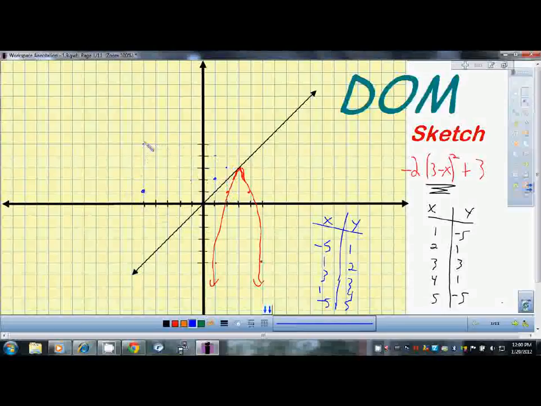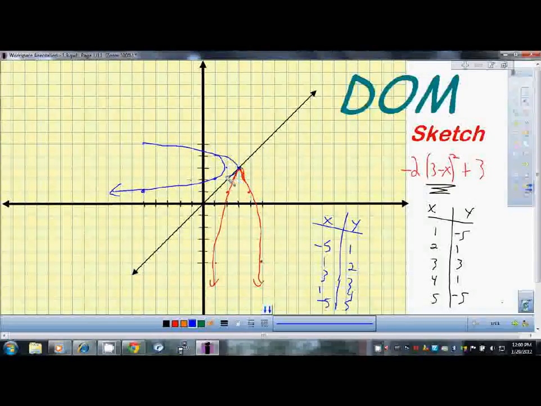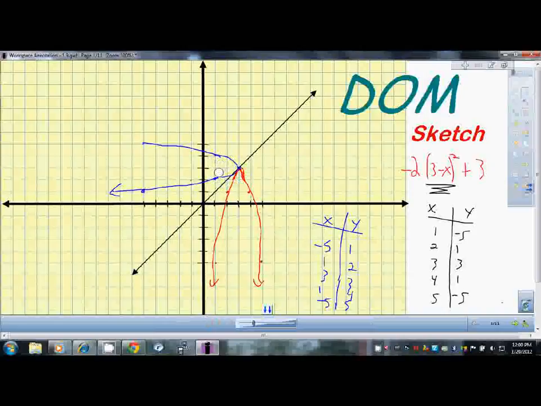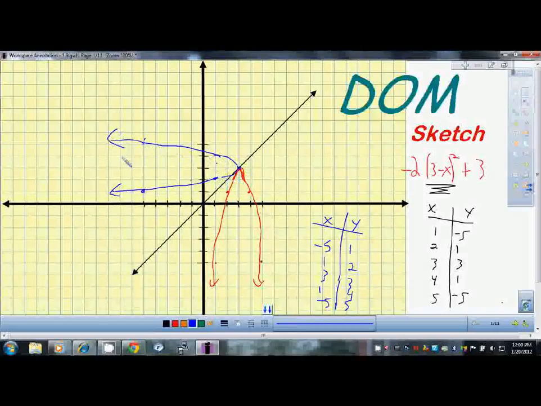Connect your dots. And you can see how it is symmetrical. Yes, this should be over here. Again, I did not do it very well. Just switch the x and the y coordinates. There we go. Voila.